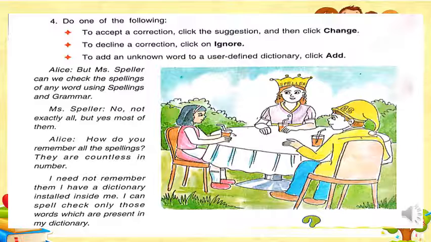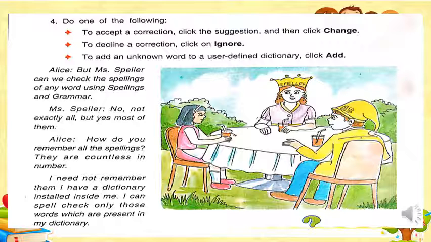Do one of the following. First, to accept a correction, click the suggestion and then click Change. To decline a correction, click Ignore. To add an unknown word to a user-defined dictionary, click Add.